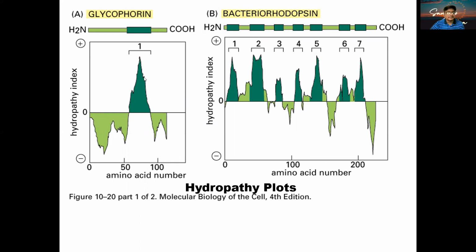You can see over here, this is the large peak. The value is going to be more than 0. Here, you can see there's 1 peak. If you come across that, that means the protein is going to be single pass. And if the peaks are 7 over here, this is going to be a 7 pass protein. This is what the hydropathy index will show you. And those peaks which are below 0 show you the regions which are having hydrophilicity.